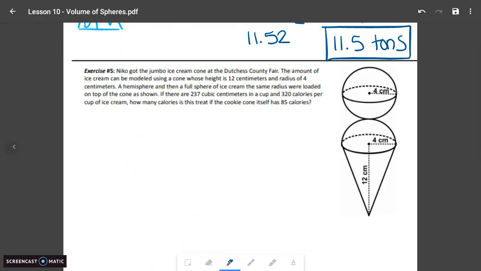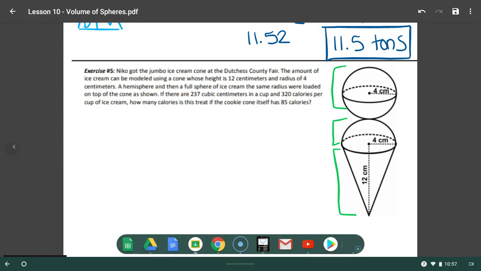Now, if there are 237 cubic centimeters in a cup and 320 calories per cup of ice cream, how many calories is this treat? The cookie cone itself has 85 calories. So what I want you to do is pause the video here, and I want you to do 3 separate volumes. You're going to find the hemisphere, the sphere, and the cone. So you have to find 3 volumes, and then we'll do these conversions together, or I'll walk you through it. So go ahead and pause.